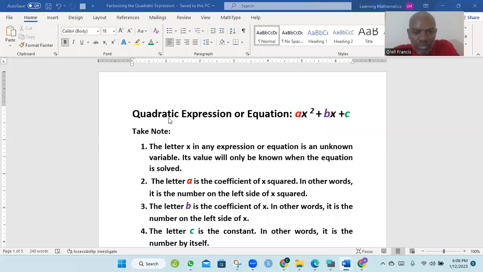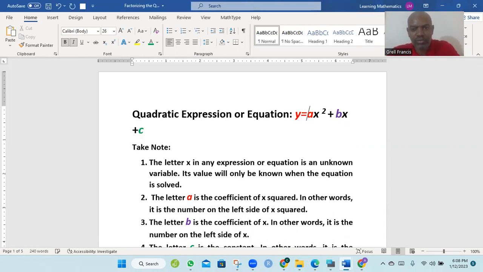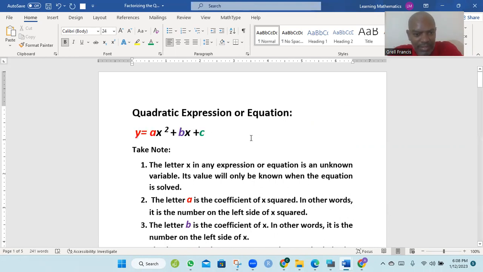So let's talk about the quadratic expression or equation. In its general form, it is written as ax squared plus bx plus c. Or you could say y is equal to ax squared plus bx plus c.